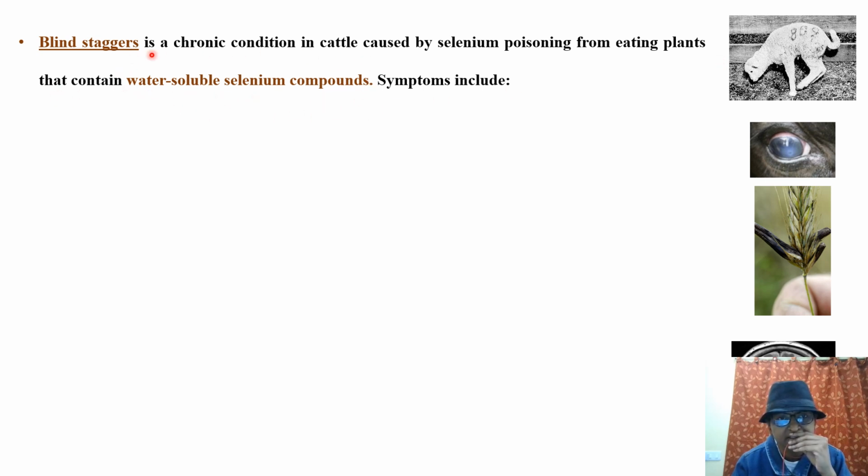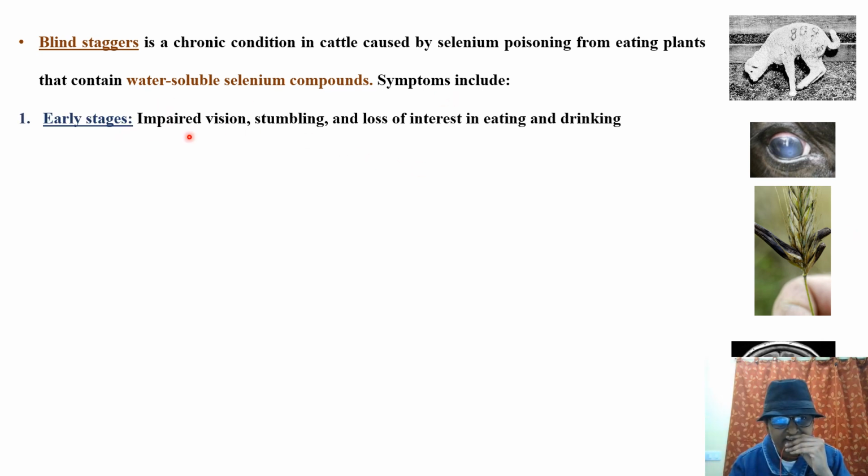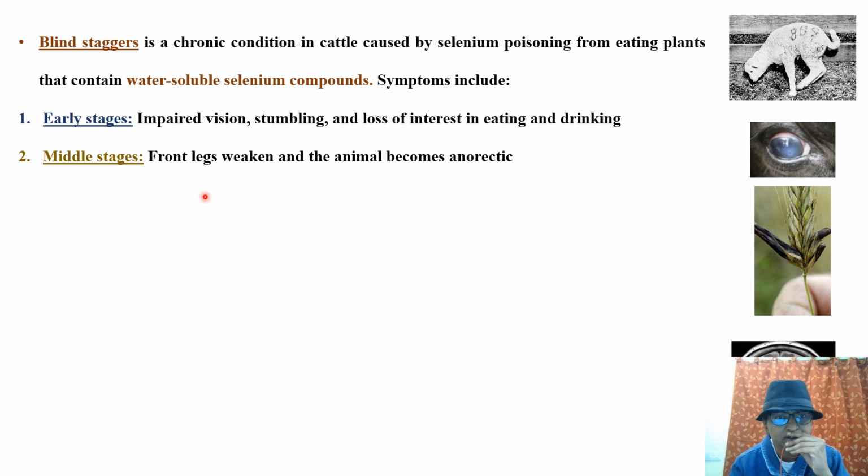Water soluble means it can be washed off, rather than lipophilic, where it would be retained in the soil and lead to bioconcentration or bioaccumulation. What are the symptoms? Early stages are impaired vision, stumbling, loss of interest in eating and drinking. Animals feeding on these selenium-containing plants will lose vision because an opacity, a white layer, forms on the cattle eyes. They lose interest in eating and drinking, and we'll see why.